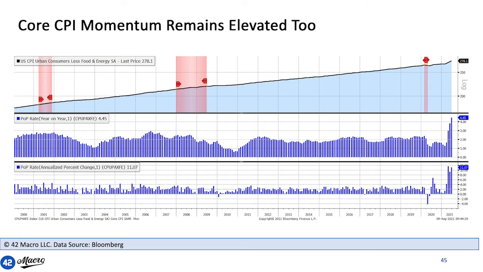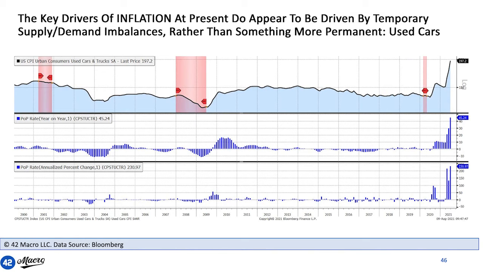Again, still accelerating on a year-over-year basis as well. On slide 46, the key drivers of inflation at present do appear to be driven by temporary supply-demand imbalances rather than something more permanent. So we're showing used cars here. They're up 231% on an annualized basis. That's obviously not going to stay there. That's going to come down. It's really about the rate at which it comes down. That's going to be most impactful for asset markets and most instructive for policymakers.